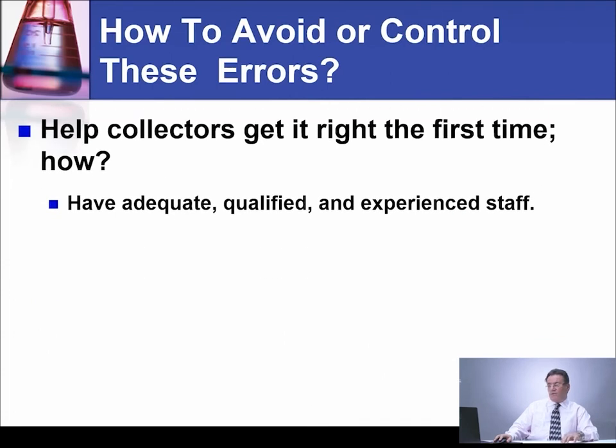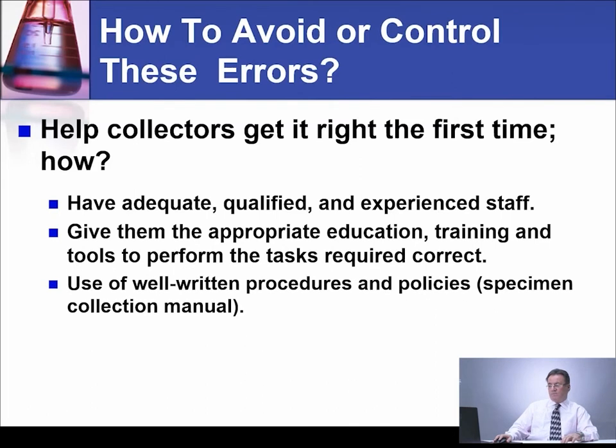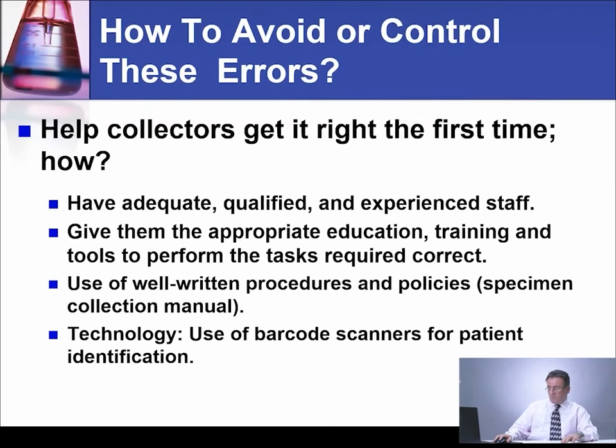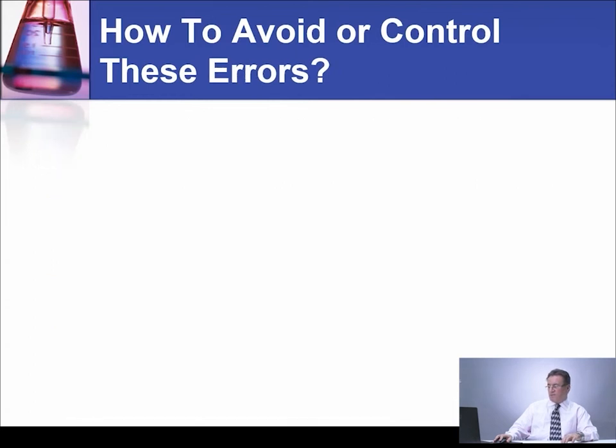In order to avoid these errors, we need to help the collectors get it right the first time. How? You need to have adequate, qualified, and experienced staff. Give them the appropriate education, training, and tools to perform the task required correctly. Use well-written procedures and policies, a specimen collection manual. Use technology, for example, a barcode scanner for patient identification. You need to have a zero tolerance policy for errors by rejecting all samples that are compromised.